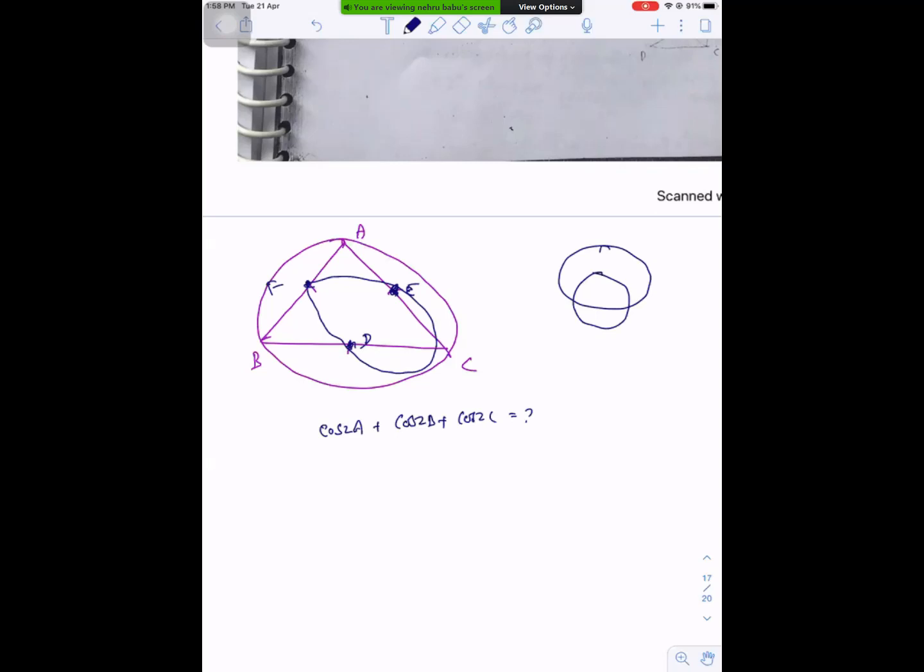Yes, sir. In the assignment, the orthogonal question is there. Both are similar. Yes, same, correct.